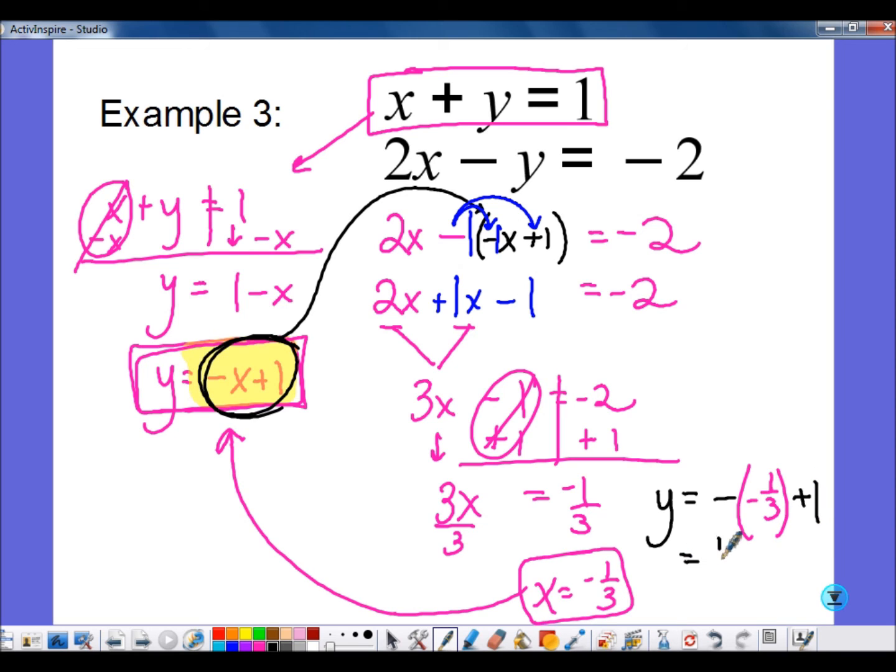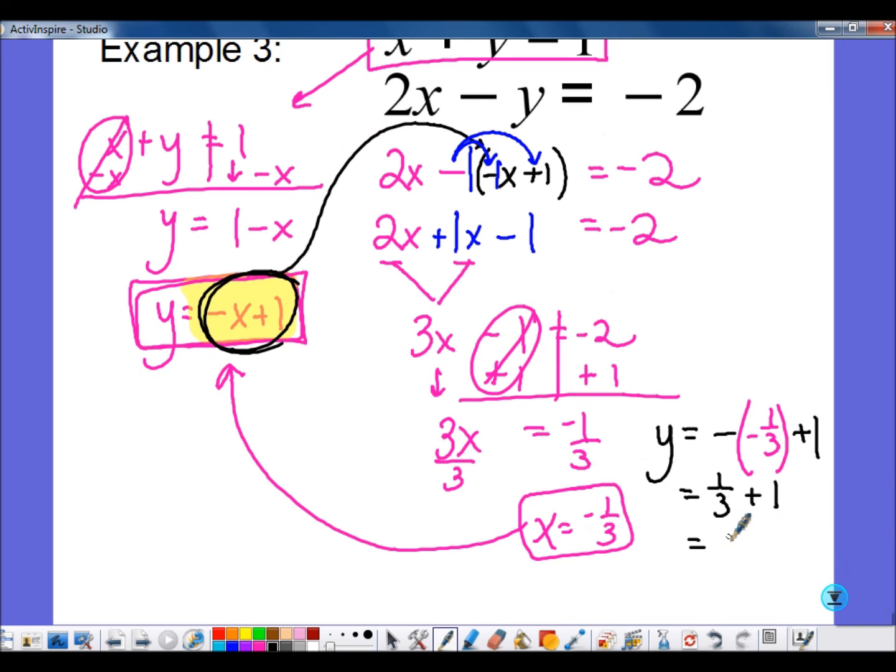All right, so then this is going to give me a positive 1/3 plus 1, and so this is going to give me 4/3. Feel free to convert this to a decimal if you would like. So my solution, I'm going to put these two together because this is an actual point on my line. So this is where the two lines are going to crisscross, at negative 1/3, 4/3.